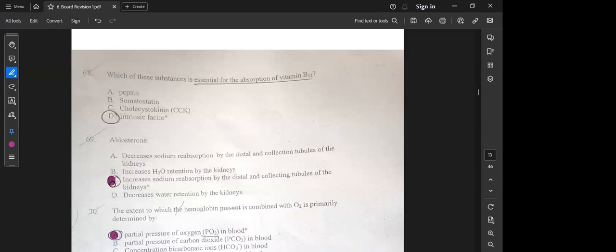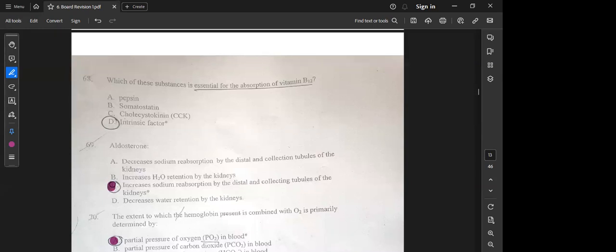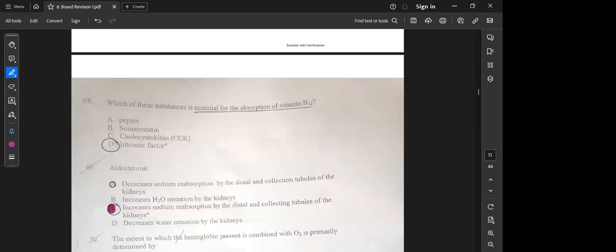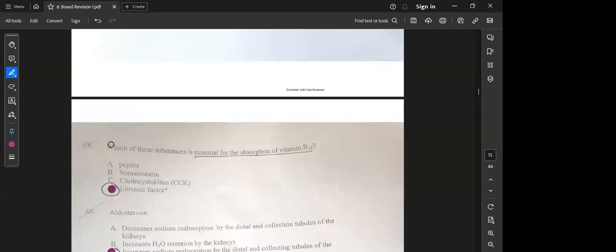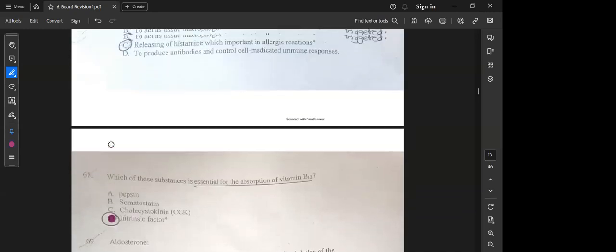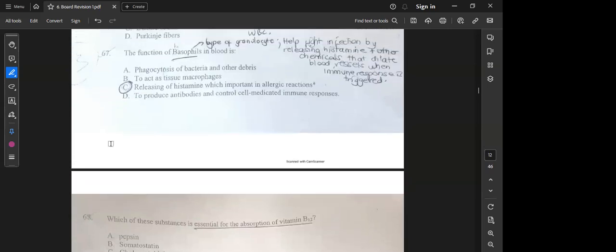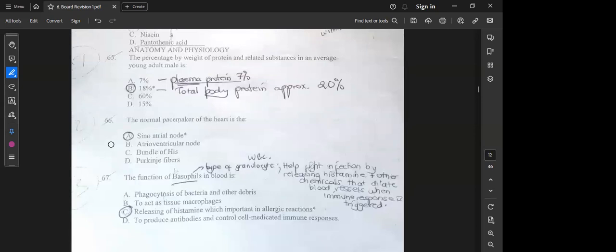So number 68, which of these substances is essential for the absorption of vitamin B12? Yeah, I think we've also talked about this. It's the intrinsic factor, where we said, is it pernicious anemia or megaloblastic anemia? One of them is due to deficiency of the intrinsic factor. Has to be pernicious.